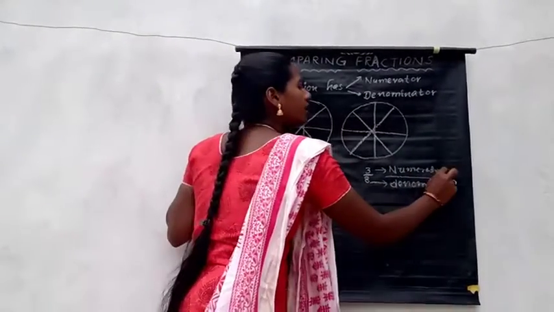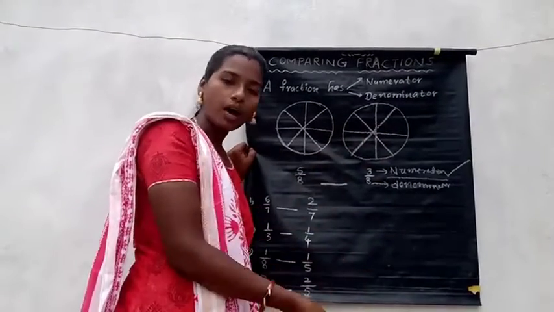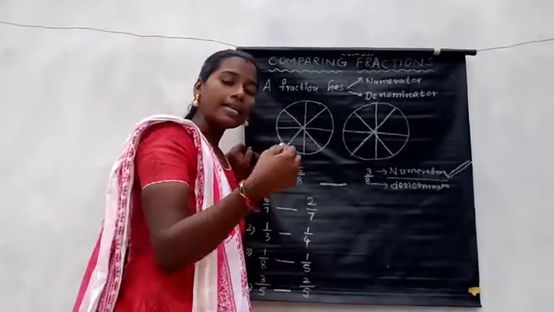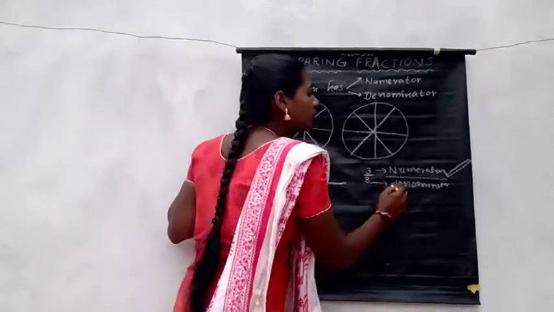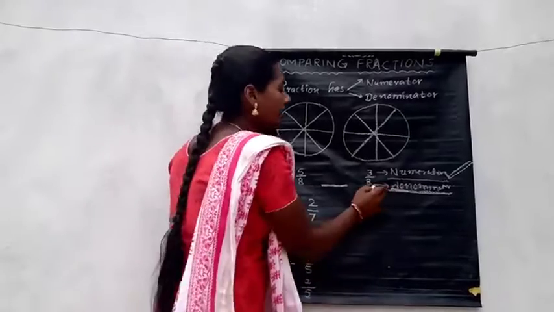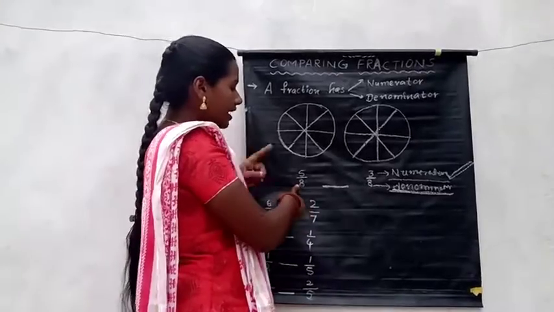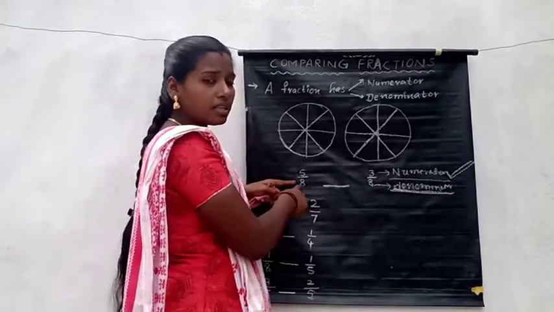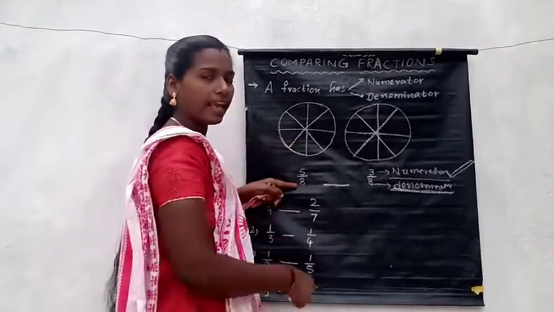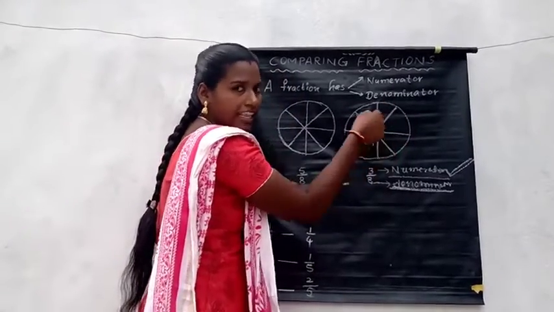The numerator shows in a fraction how many parts have been shaded or counted. And what is the denominator? The whole parts in a fraction. The denominator always shows us the whole parts in a fraction. So see here, here 8. This denominator means whole parts. How many whole parts are there? 1, 2, 3, 4, 5, 6, 7, 8. So here also 8 whole parts, 8 equal parts are there in this fraction.